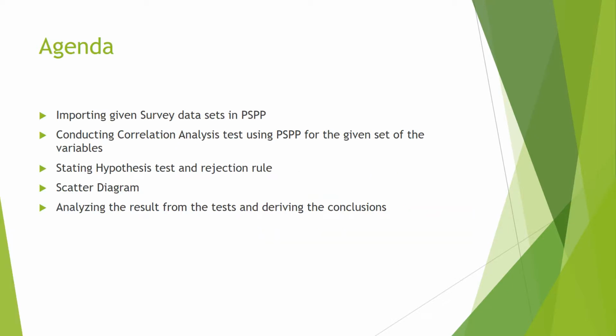Let's talk about the agenda. This is pretty simple. We'll come to know importing given survey data sets in PSPP. Then we'll conduct correlation analysis test using PSPP for the given set of the variables. And we'll be stating hypothesis test, and definitely we'll talk about the rejection rule as well. We'll talk about a scatter diagram, and we'll analyze the result from the test, and we'll be deriving the conclusions.